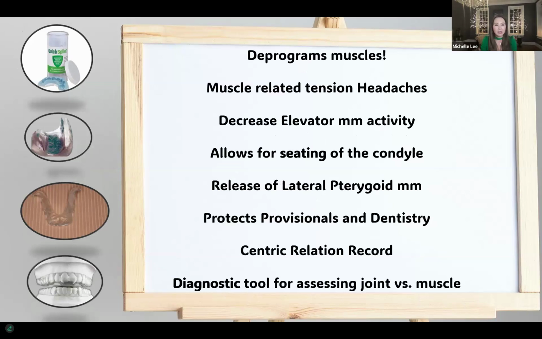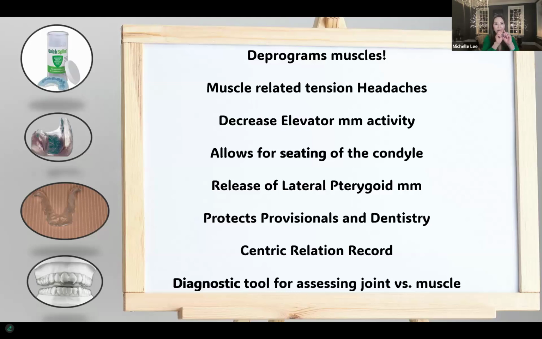So what do anterior deprogrammers do? There are a lot of reasons, and most of them are on the screen. It deprograms muscles. You can treat muscle-related tension headaches. It decreases elevator muscle activity. It allows for seating of the condyle. It releases the lateral pterygoid muscle. It can protect your provisionals and your dentistry. You can use it to aid in taking a centric relation record, and it can be a really powerful diagnostic tool in assessing joint versus muscle.